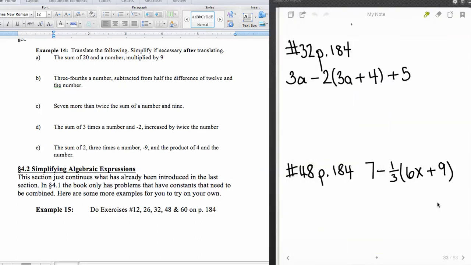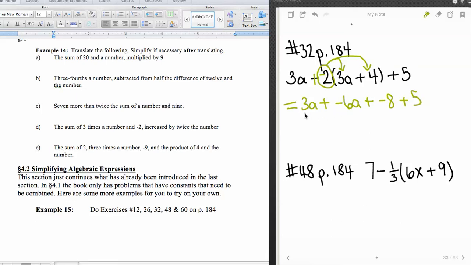All right, moving on to our problem number 32. We have, first of all, to change subtraction to addition. And then we can see what we need to distribute here and here. So when we look at this, we see now 3a plus a positive times a negative is a negative 6a, plus a positive times a negative is a -8, plus 5.